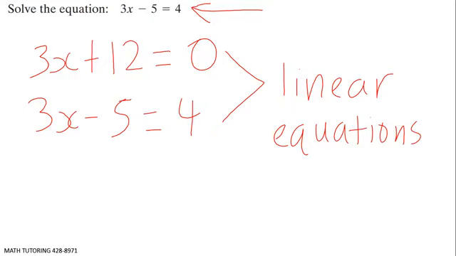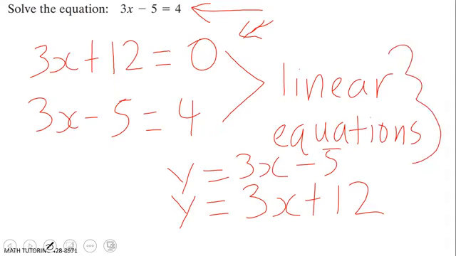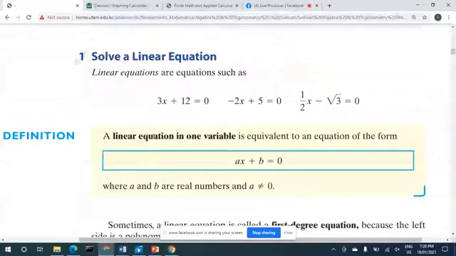I'm not going to consider the 0 part. We're just going to consider the function y equals 3x plus 12, and let's see how that looks. And let's look also at y equals 3x minus 5. Hopefully that can give you an understanding of why they are called linear equations. Okay, so we're going to go on a graphing calculator, and I'm going to show you how these graphs look.